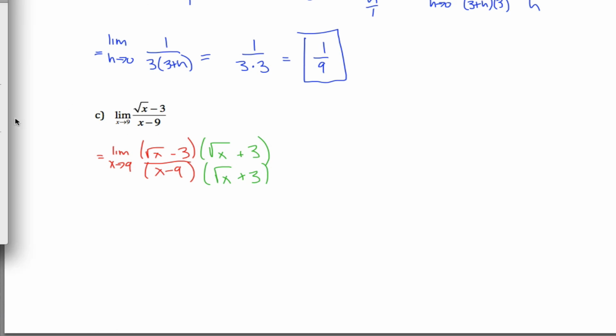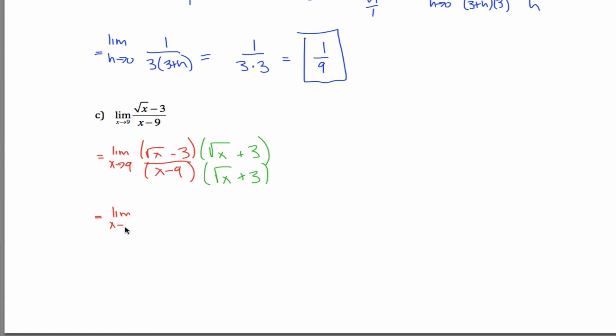Might be hard to see how this is going to work out, but it will. An x minus 9, to cancel this out, will magically pop out of the top. Okay, maybe not magically, but it'll pop out of the top. The square root of x times the square root of x is just x. The square root of x times 3 is 3 times the square root of x. The square root of x times negative 3 is negative 3 times the square root of x. Those two things cancel out. Negative 3 times positive 3 is negative 9. If you FOIL out the top, you just get x minus 9.